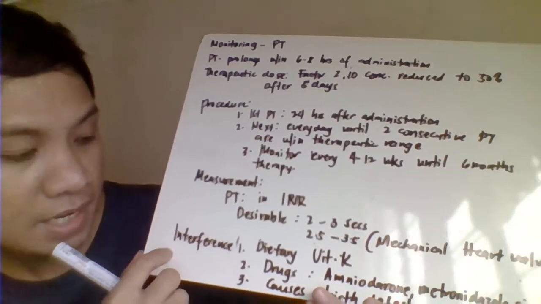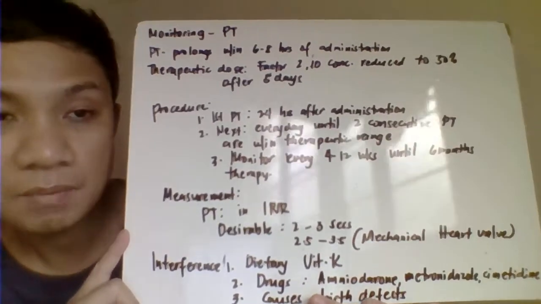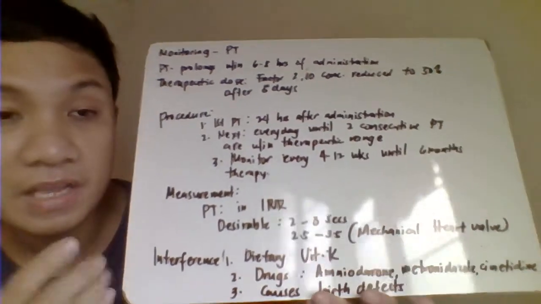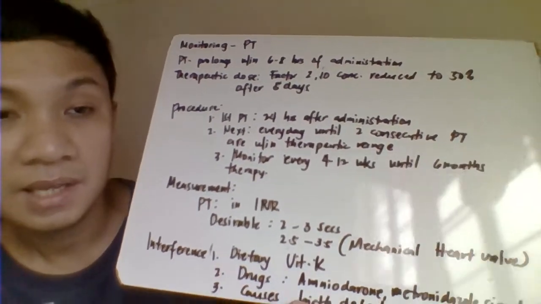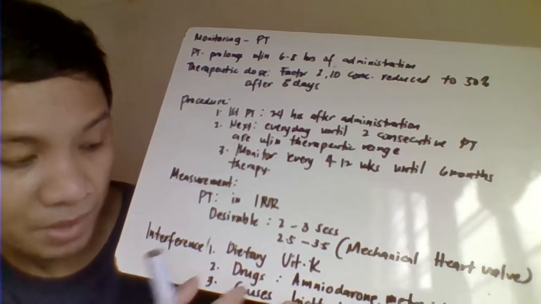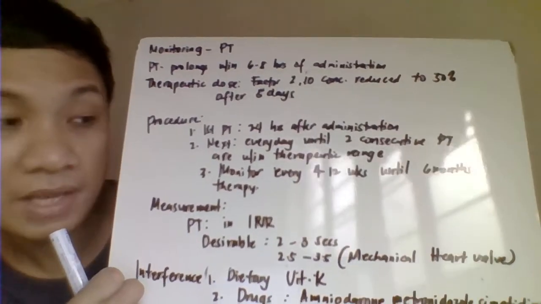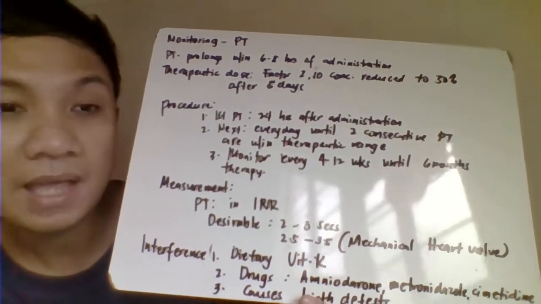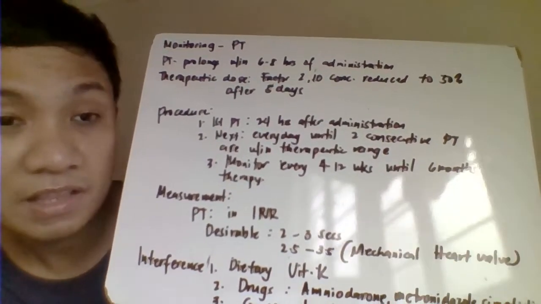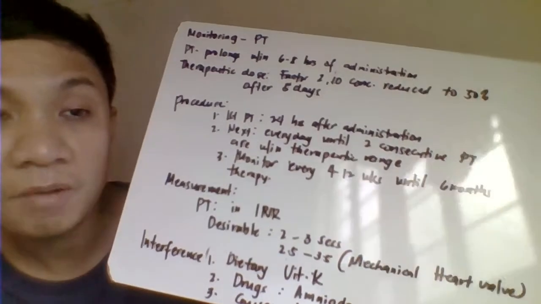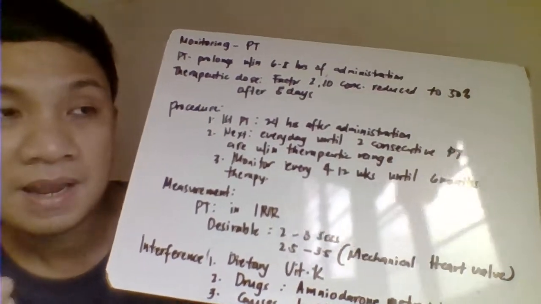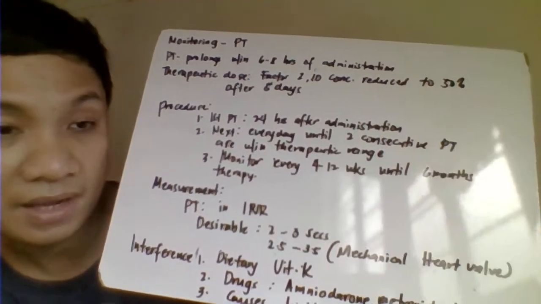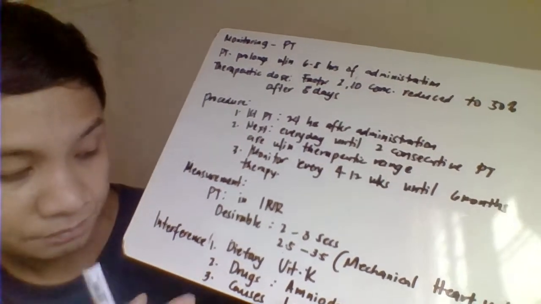Okay, then we have also the interference with the administration of your Coumadin or warfarin. These are the reasons why even if you give warfarin or Coumadin to the patient, the entire therapy is not effective. Number one, the patient is on a vitamin K diet. Remember that your Coumadin and warfarin are antagonists of the activity of vitamin K. So you give Coumadin, but the patient eats food enriched in vitamin K, and therefore it will not have an effect on your Coumadin administration.